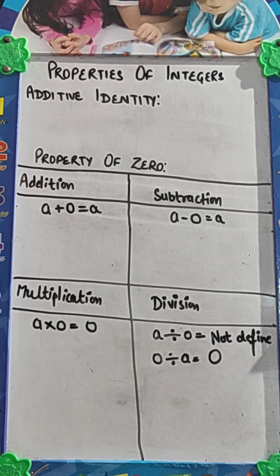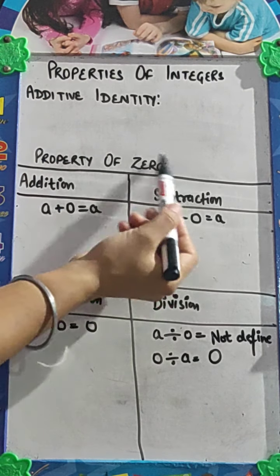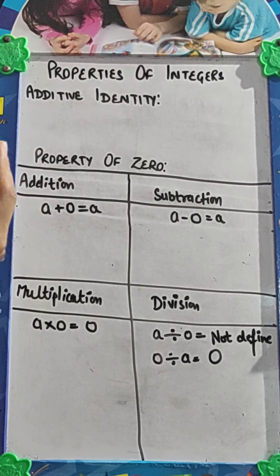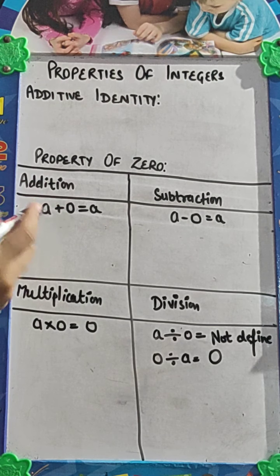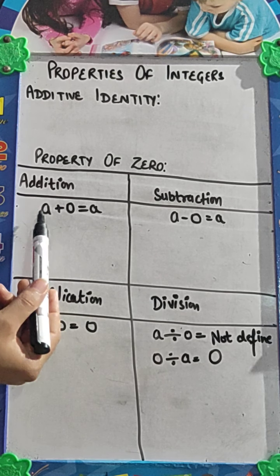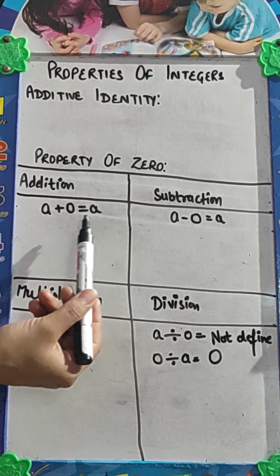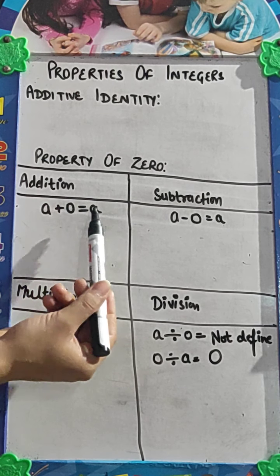Okay, so now come to the property of 0. Firstly we will discuss the property of 0, then I will come to the property of 1. As the name suggests, we will discuss the properties of 0 for integers. For addition, this property says that if a is any integer and we add 0 to the integer, we get the same number. Means if we add 0 to an integer we get the same number.